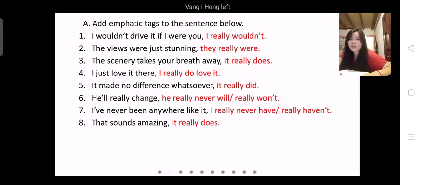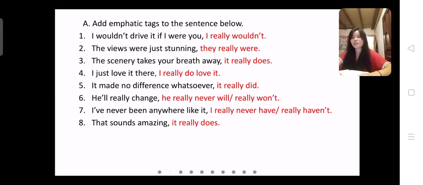Exercise A, add emphatic tags to the sentences below. So I will correct it for you. Number one, I would if I were you. I really would. Number two, the views were just stunning. They really were. Number three, the scenery takes your breath away. It really does. Number four, I just love it there. I really do love it. And number five, it makes no difference whatsoever. It really doesn't.